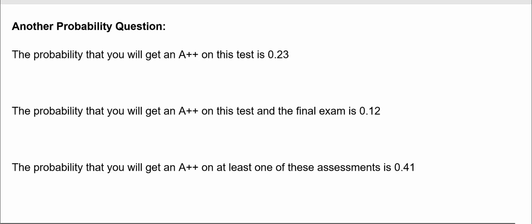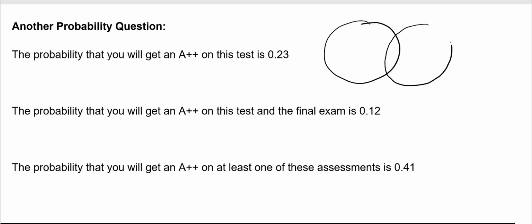The way to be successful in this is to draw a Venn diagram. Okay, so I'm going to do that. Right, and then this is the test, and this is the final exam. Okay, so these are the probabilities.